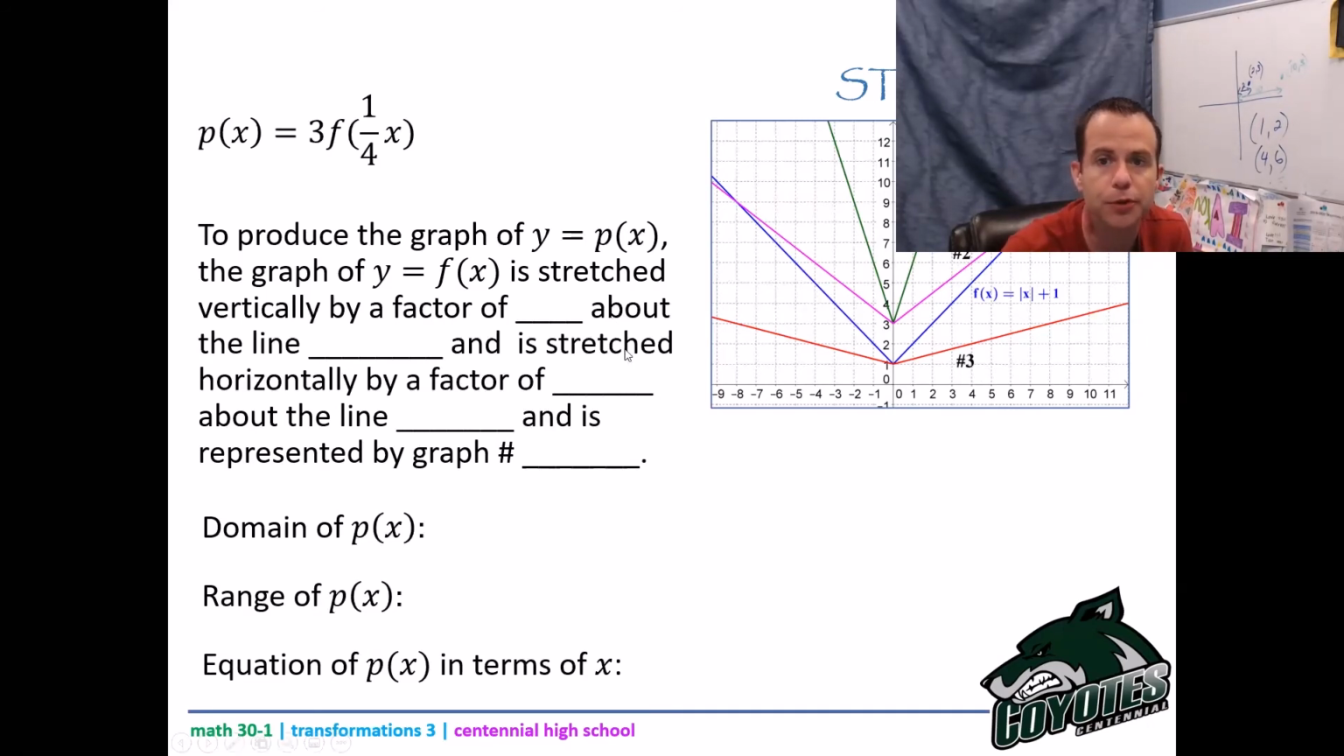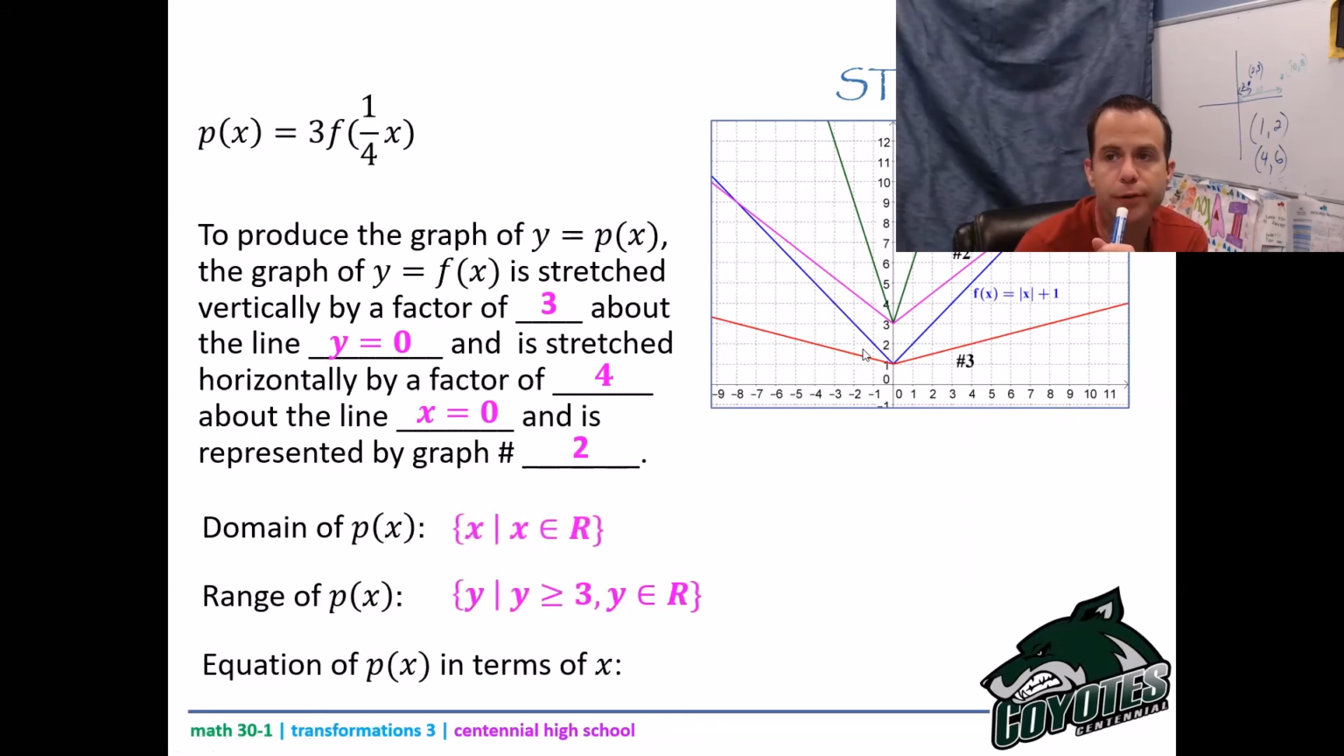So to produce the graph of y equals p of x, the graph of y equals f of x is stretched vertically by a factor of 3 about the line y equals 0, and then stretched horizontally by a factor of 4 about the line x equals 0, and is represented by graph 2. Now, the domain is real, the range is greater than 3, and now we want to do the equation.